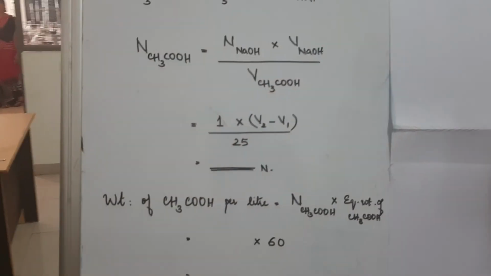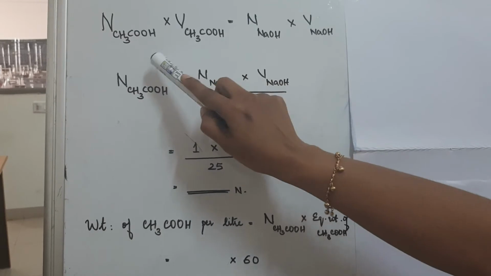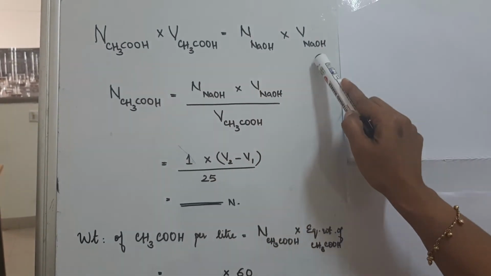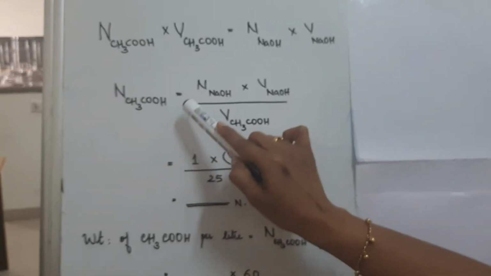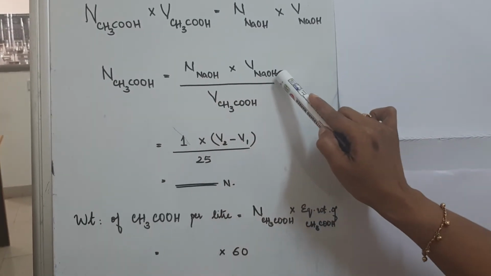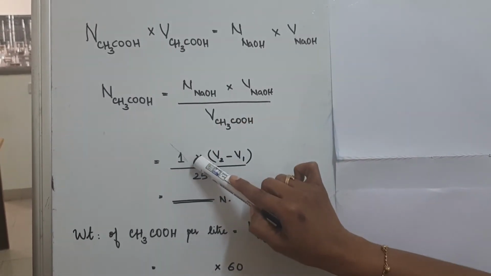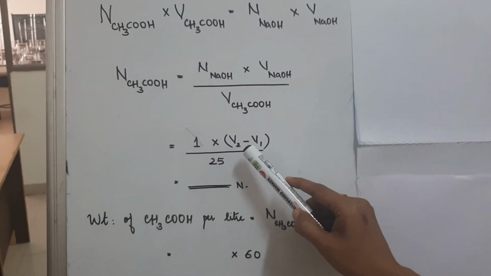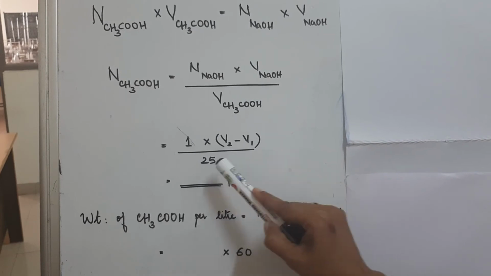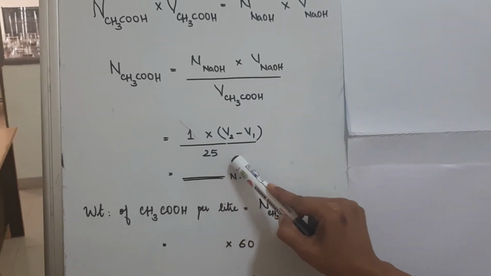Now coming to the weak acid, that is acetic acid, which was present in the mixture, the same formula is applicable here also. Normality times volume of acetic acid is equal to normality times volume of sodium hydroxide. Here the normality of acetic acid is what you have to find out, which is equal to the normality of NaOH times the volume of NaOH divided by the volume of acetic acid. NaOH is a standard solution, so 1 normal. The volume of NaOH, as I told you, from the graph is V2 minus V1. So that also you will get from the graph. Volume of acetic acid is 25 ml.